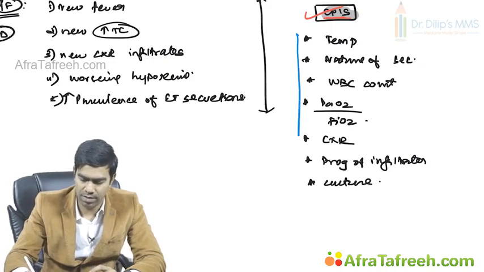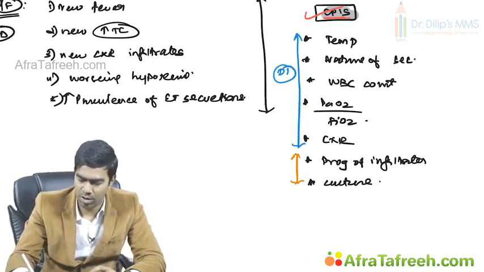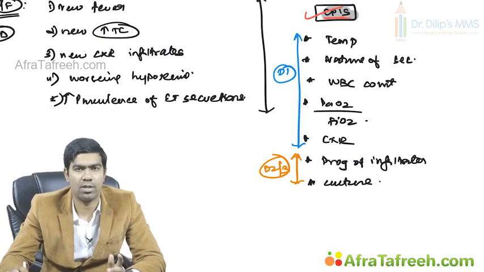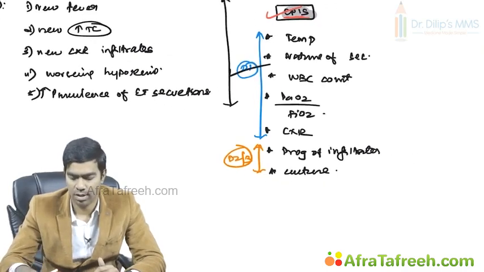So in this, the first 5 are done on day 1. The remaining 2 are done on day 2, 3. Clear? At least assessed on day 2, 3, the remaining 2. Because you cannot assess the culture or the progression of infiltrate on day 1. So that's why it's a very sensible thing. The remaining 2 are assessed on day 2 and 3. The first ones are assessed on day 1.